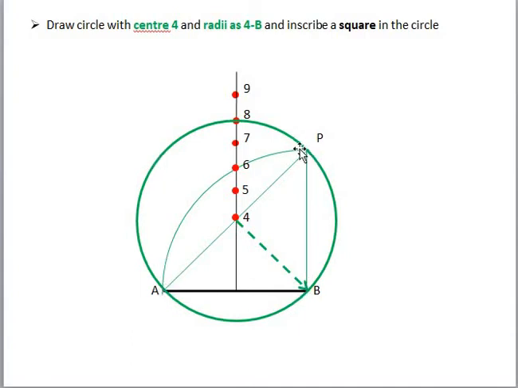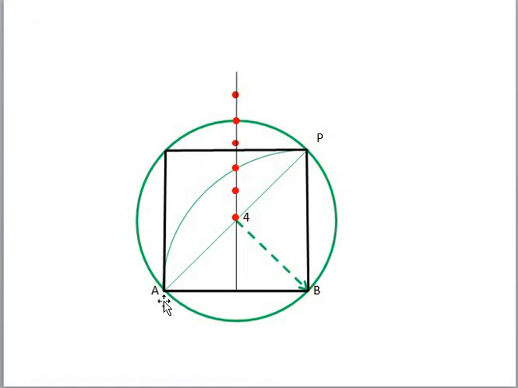AB and BP are there. You draw one horizontal line here, one vertical line here. The final square will look like this. So initially I had AB and BP only, but after this circle, inside this circle I have inscribed one horizontal line, one perpendicular line. So finally, this is how to draw a square.